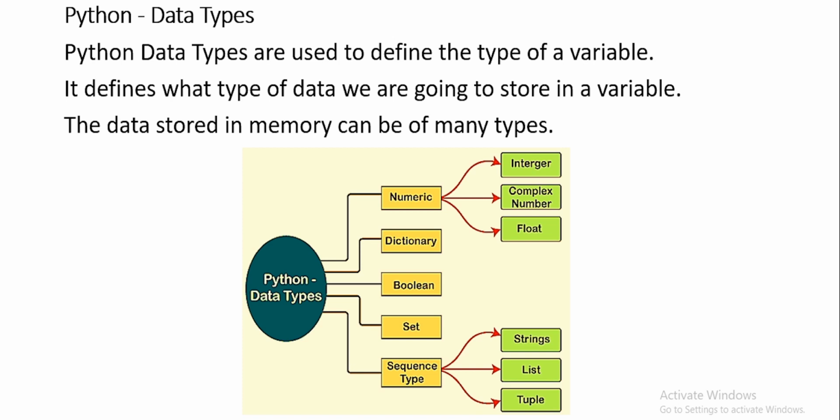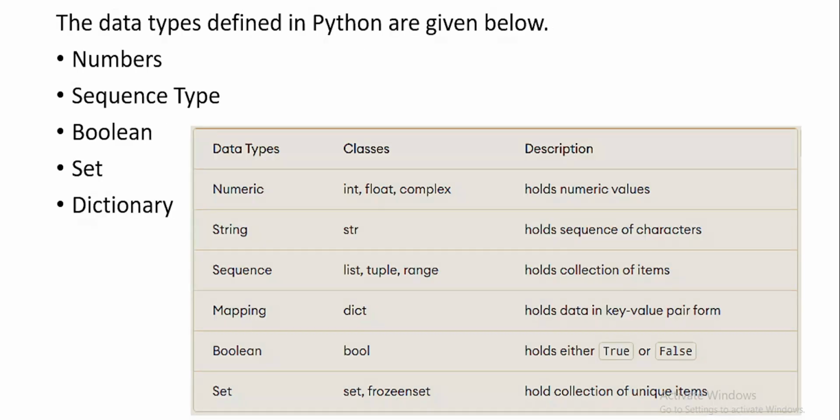Data types are stored in memory and can be of many types. According to this figure, you can see the Python data types are divided into 5 categories: numeric, dictionary, boolean, set, and sequence type. Further, numeric is categorized into 3 parts: integer, complex number, and float. And sequence type, you can see, is strings, list, and tuple. So these are the data types that are available in the Python programming language.